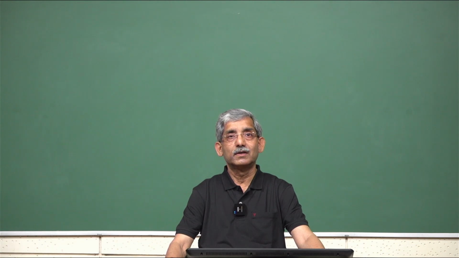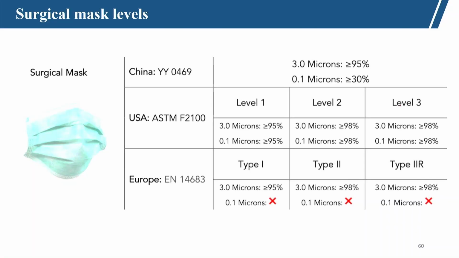And the surgical masks are labeled with different levels, as you can see: level 1, level 2, level 3, like N95. In the USA we have the ASTM F2100 standard, and in China it is the YY0469 standard, where at 3 micron it is more than 95% filtration efficiency, and at 0.1 micron it should be more than 30% filtration efficiency for a surgical mask.